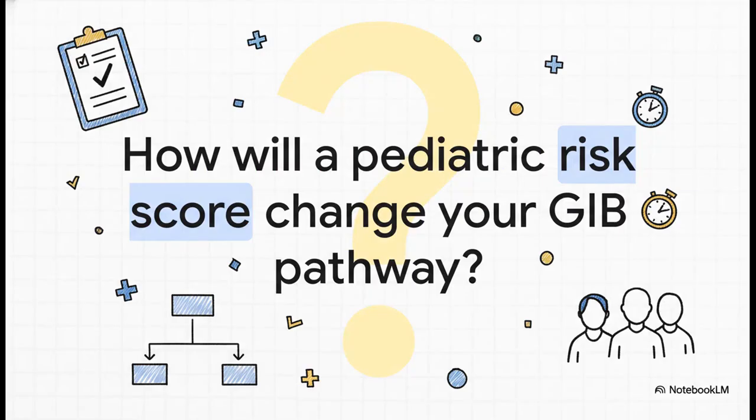So, we've reviewed the key updates from the 2026 ESPGHAN position paper. This brings us to the critical question that you and your clinical teams need to address. How will integrating a validated pediatric risk score, like the Sheffield system, fundamentally change your institution's triage and consultation pathway for acute GIB? Because proper implementation has the potential to standardize care, really optimize your resource utilization, and most importantly, improve patient outcomes.